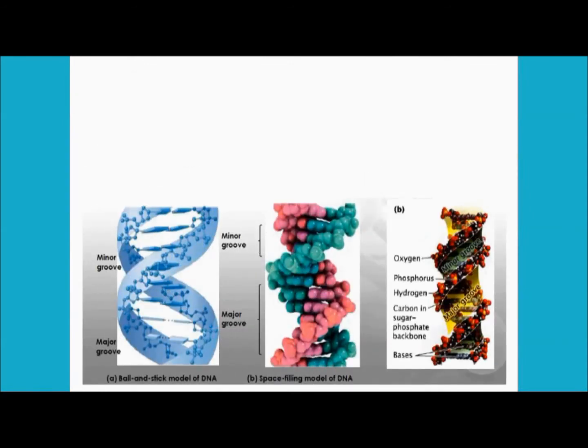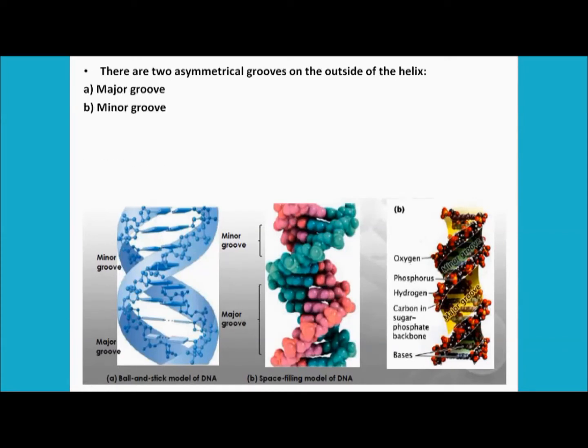Now let's study the grooves. You see, there are two asymmetrical grooves on the outside of the helix. One is known as the minor groove, and one is the major groove. You see the difference, the gap actually. These are the grooves, right? So first of all, you see there are two grooves. One is the major groove, another one is the minor groove.